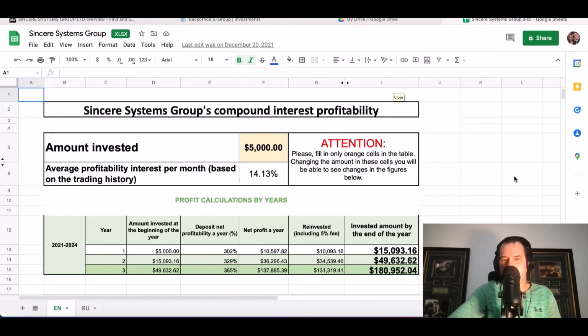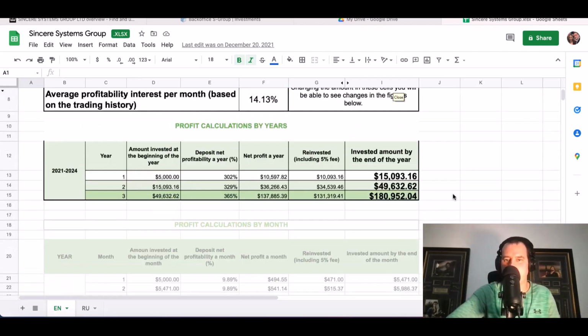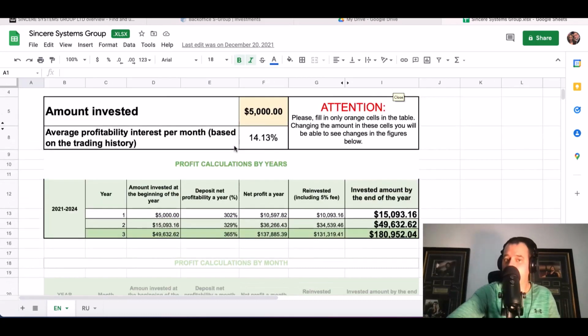So we'll go over to the calculator here, guys, and you can see here, if you were to make a $5,000 investment at 14.13%, which is actually the average percentage as of this month, my sponsor updates this thing every single month. So that's the average right now this month. You can see here that within the first year, your investment would triple if you're making 14.13% per month.